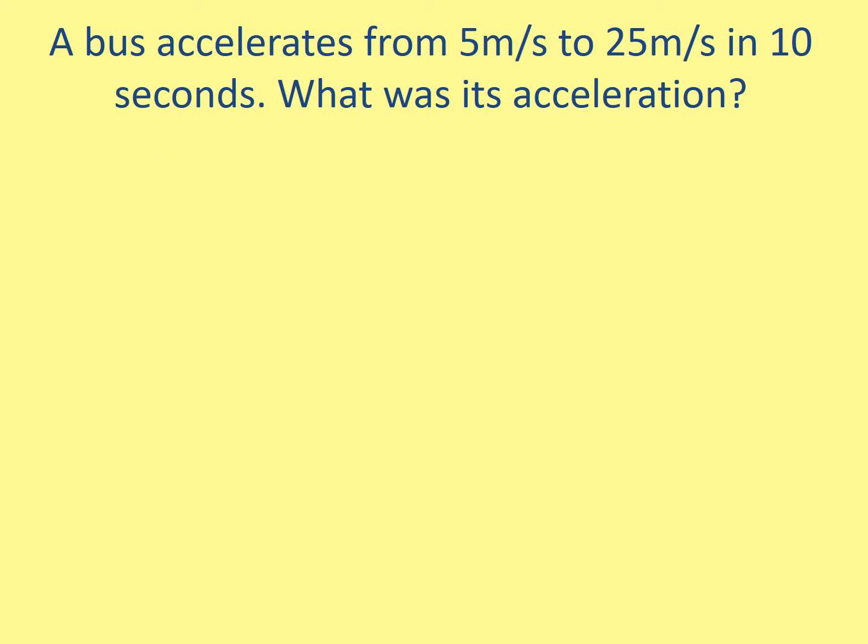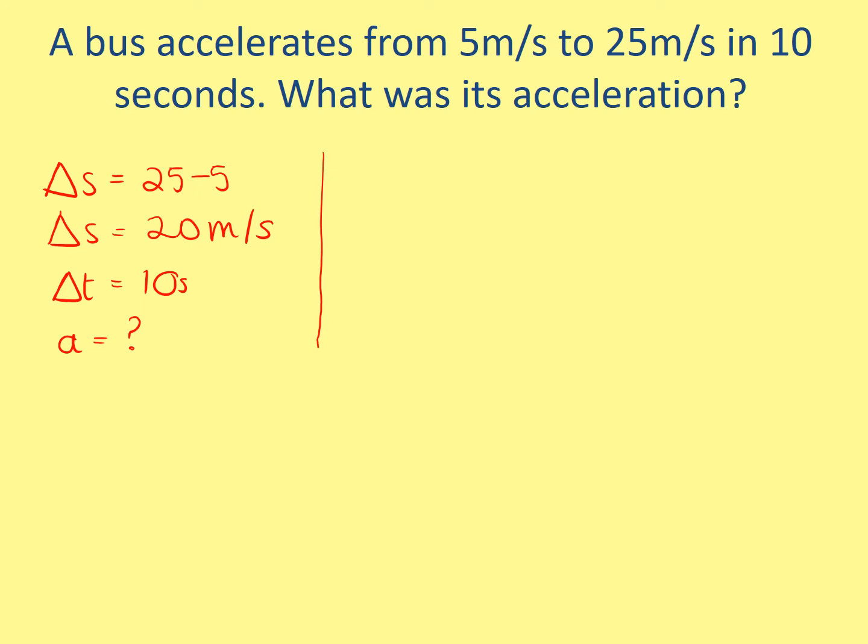So a bus accelerates from 5 meters per second to 25 meters per second in 10 seconds. What was the acceleration? So for the change in speed from 5 to 25, the way we work out the change is we do the higher number take away the lower number. So 25 take away 5. So the change in speed is 20 meters per second. The change in time is 10 seconds, and we want to find the acceleration.